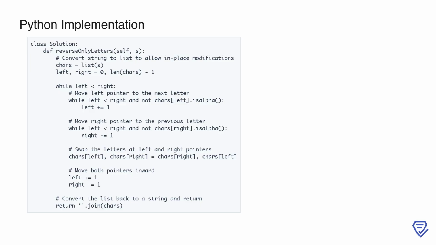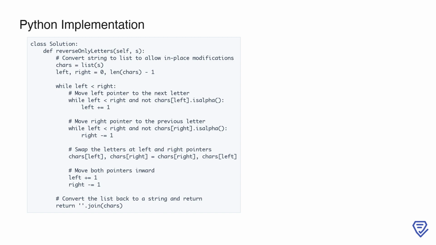The first while loop runs as long as the left pointer is less than the right pointer. Inside this loop, the left pointer skips over non-alphabetical characters by checking chars[left].isalpha(), incrementing left until it points to an alphabetical character. Similarly, the right pointer decrements until it points to an alphabetical character. This ensures that only letters are considered for swapping. Once valid letters are found at both pointers, they are swapped using tuple unpacking: chars[left], chars[right] = chars[right], chars[left]. Then, both pointers are moved inward to continue the process.